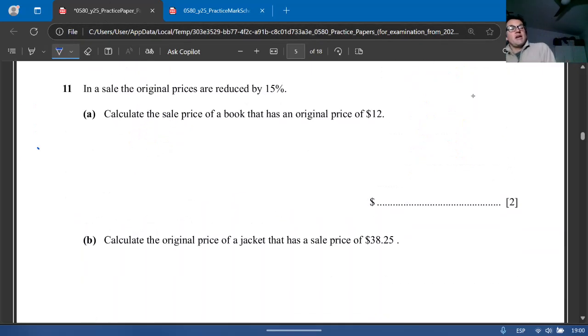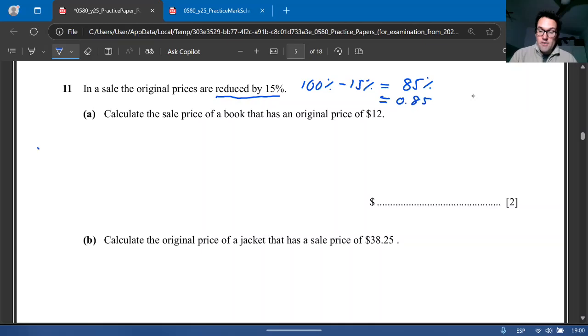Question 11. In a sale, the original prices are reduced by 15%. Now this is very important. If I reduce something by 15%, I take the original price, which is 100%, subtract 15%, and that means the final price would be 85%. This never changes. Doesn't matter what you do, whatever price you have, okay, and then it's 85% of the original price, or as a multiplier or as a decimal, that is 0.85. Okay, that we'll call the multiplier because that's what you multiply it by.